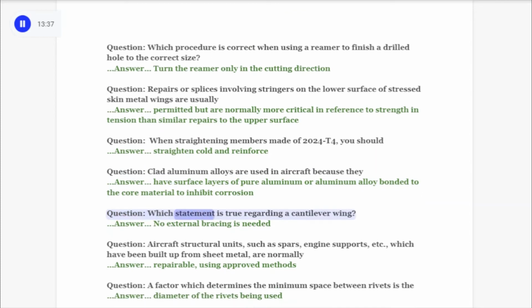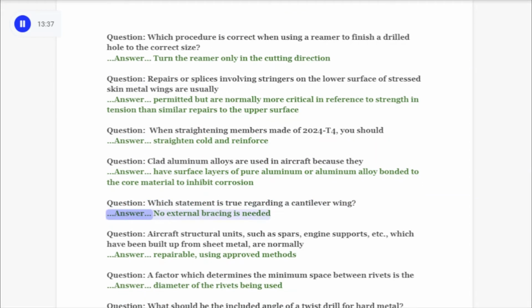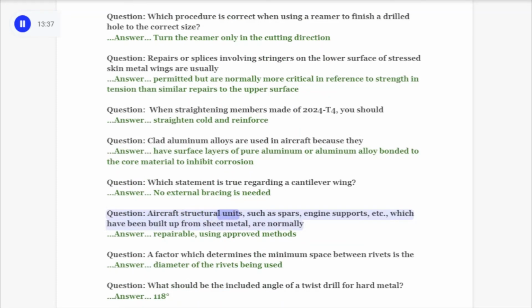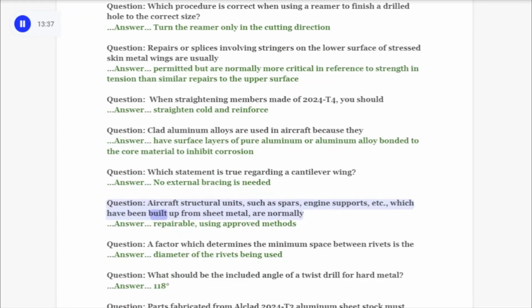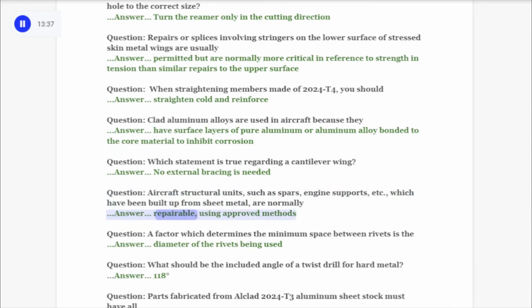Question: Which statement is true regarding a cantilever wing? Answer: No external bracing is needed. Question: Aircraft structural units, such as spars, engine supports, etc., which have been built up from sheet metal, are normally? Answer: Reparable, using approved methods.